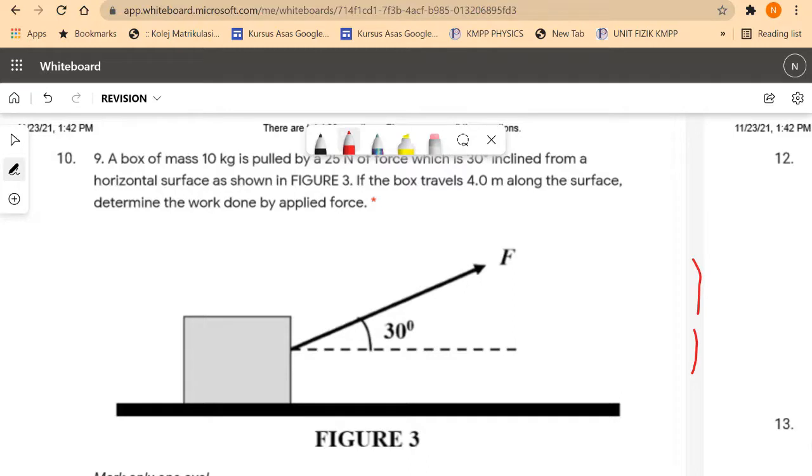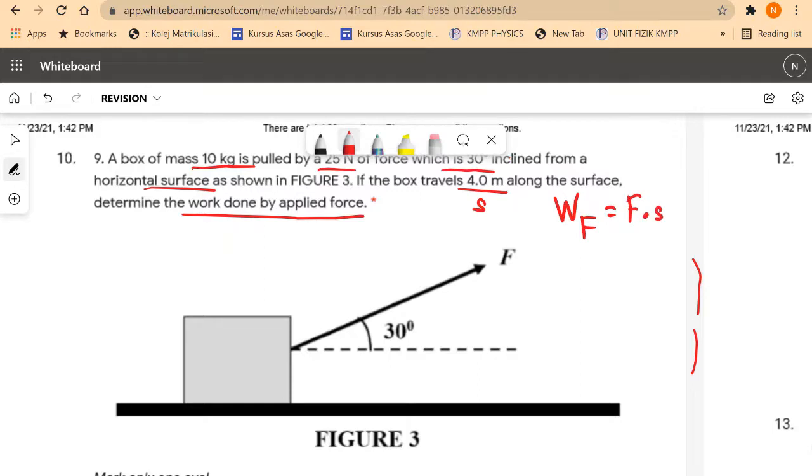A box of mass 10 kg is pulled by a 25 Newton force which is 30 degrees inclined from a horizontal surface as shown. If the box travels 4 meters, so this is the S, along the surface, determine the work done by the applied force. Work done by the applied force equals applied force dot S.